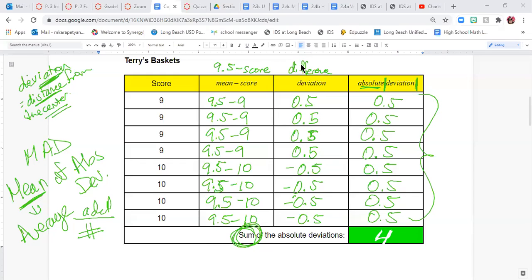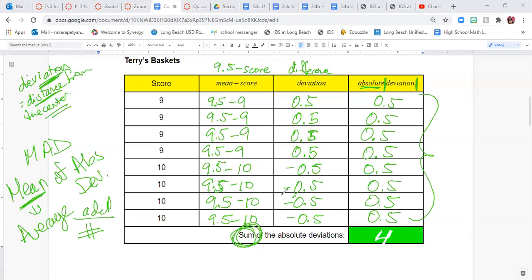Okay. And then what do I do with that 4? I'm going to show you in a second. I want to make sure you guys have all this down. So I'll give you guys another 30 seconds to make sure you have it down.